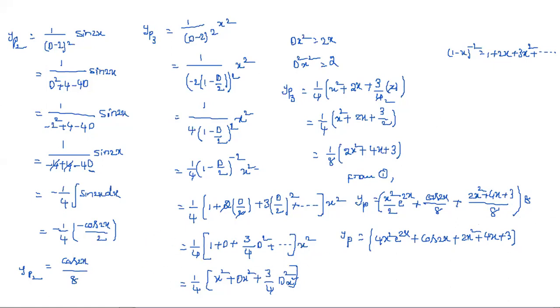And now therefore the complete solution is y is equal to yc plus yp. That is (c1 plus c2 x) into e power 2x plus 4x square e power 2x plus cos 2x plus 2x square plus 4x plus 3, where c1 and c2 are arbitrary constants. Okay, so this is the one.